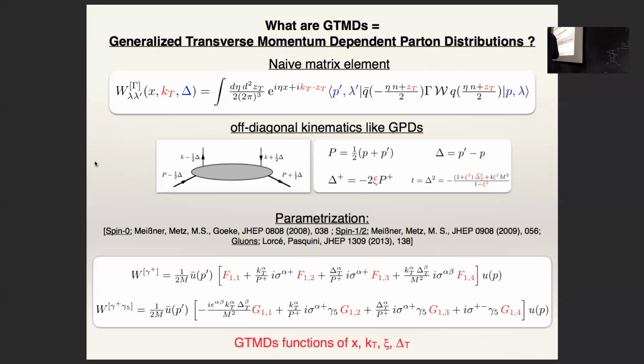I will also, if we do the same thing for longitudinally polarized quarks, which would correspond to gamma plus gamma 5, then we call these G functions, GTMDs. And these GTMDs are functions basically of 5 kinematical variables: the longitudinal momentum fraction x, the variable xi, and also the modulus of these two vectors, kt and delta t, and basically also the angle between kt and delta t in the transverse plane.